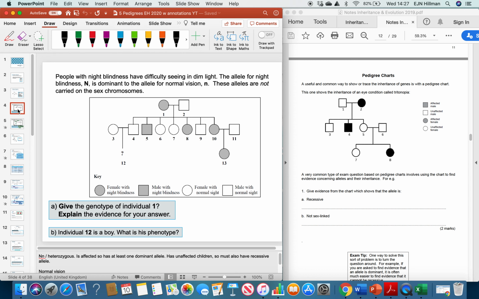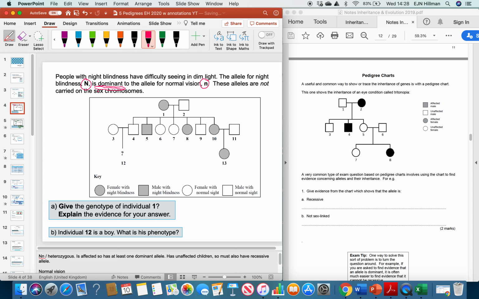So, an example is this. We'll dive straight into the examples because the examples are the best way to try to explain this. People with night blindness have difficulty seeing in dim light. The allele for night blindness is dominant to the allele for normal vision, which is recessive.